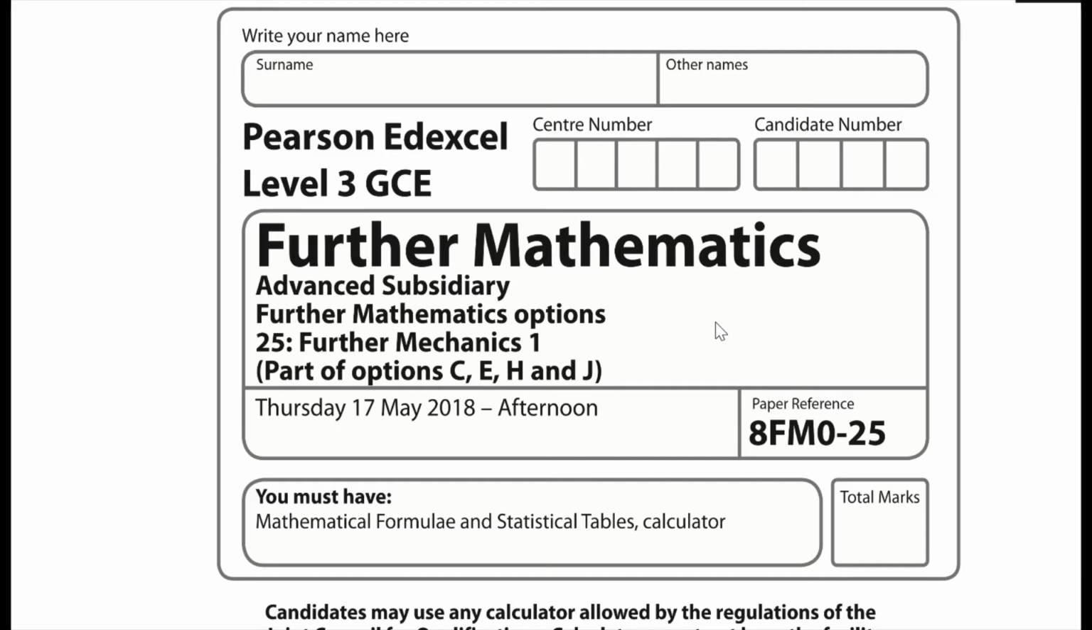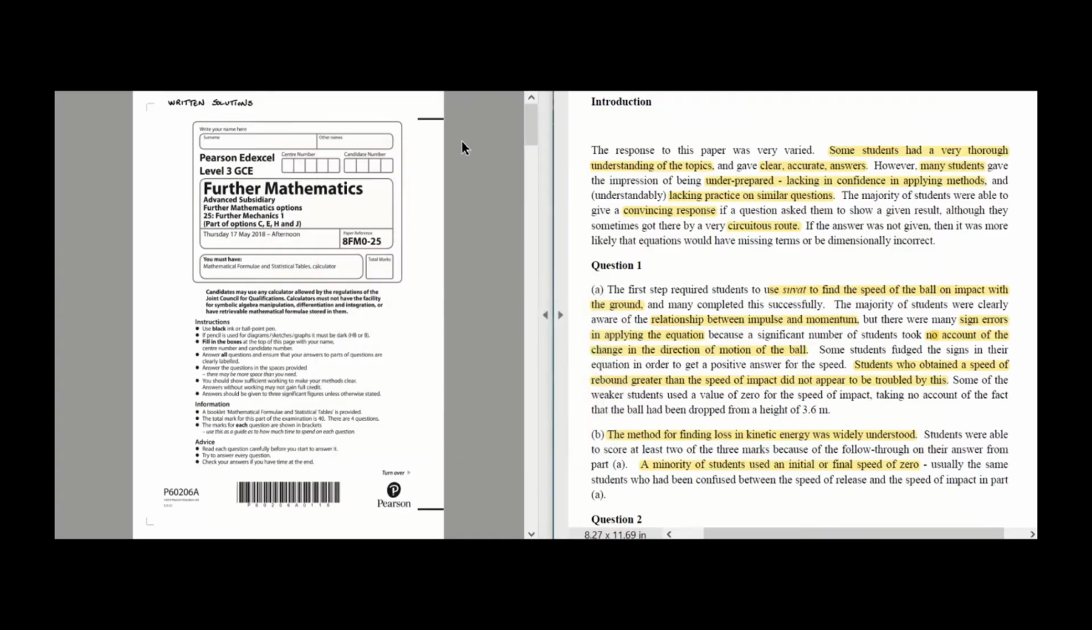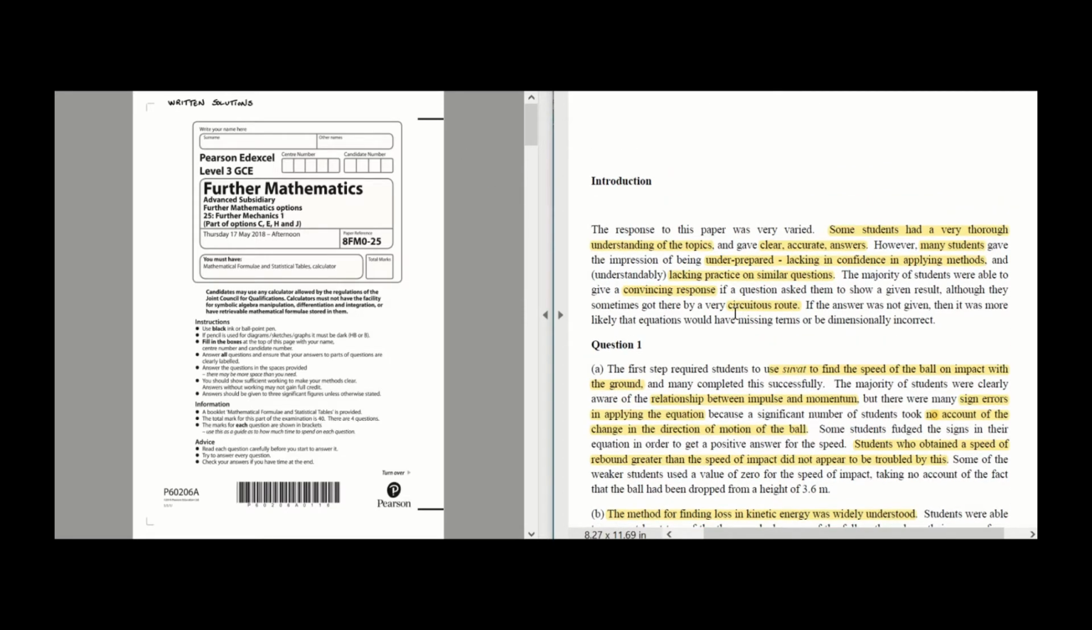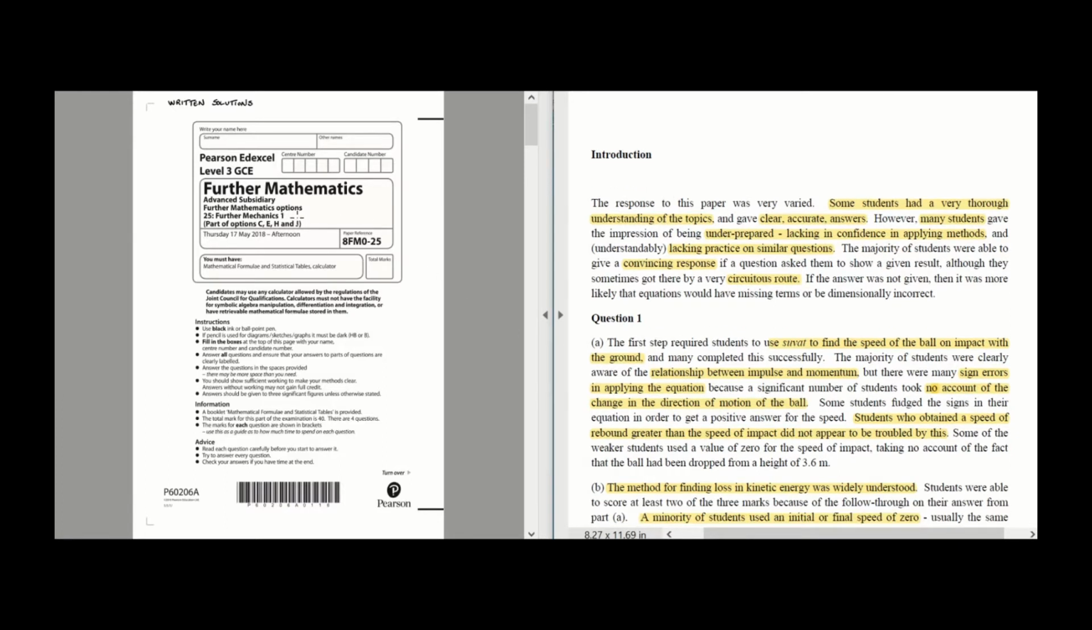Hi guys, this is the EdExcel AS level further maths paper covering the Further Mechanics 1 module, and it's from the June 2018 series. I think at this point it would be a good idea to just take a quick overall look at the examiner's report for this particular paper.